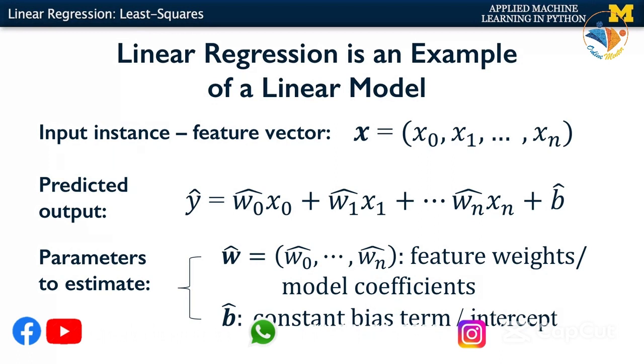For example, in the simple housing price example we just saw, w0 hat was 109, x0 represented tax paid, w1 hat was negative 2,000, x1 was house age, and b hat was 212,000. We call these wi values model coefficients or sometimes feature weights, and b hat is called the bias term or the intercept of the model.